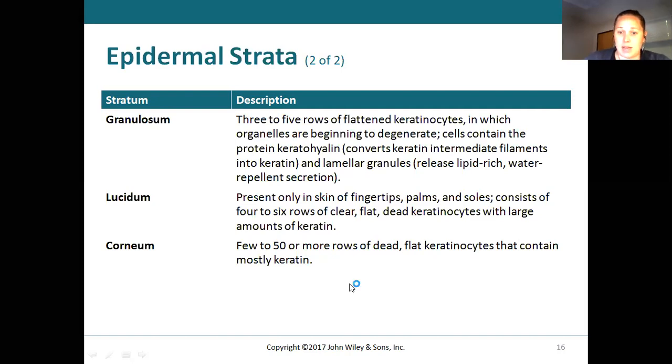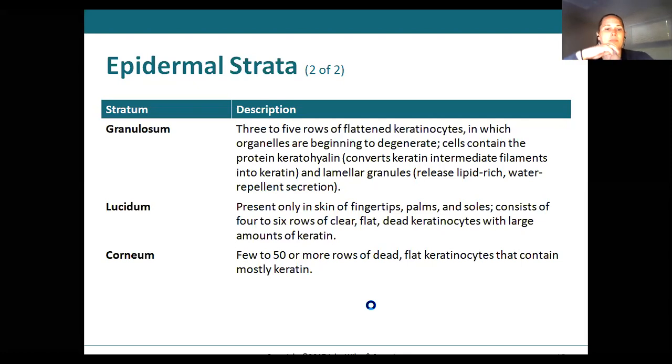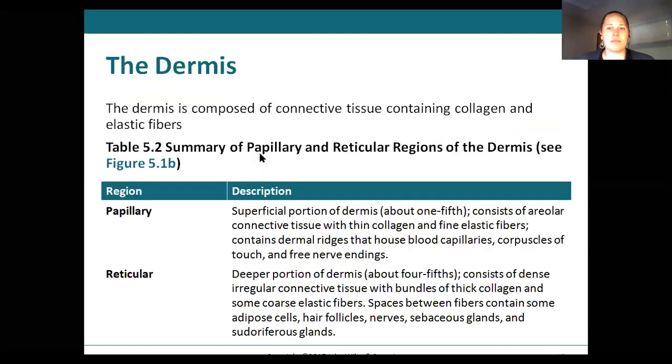cellular death. So apoptosis, I used that term earlier. Maybe I didn't define what it is. Apoptosis is essentially programmed cellular death. Essentially, these cells are being programmed to die as they go up those layers of the cell. Okay, so that was the epidermis.